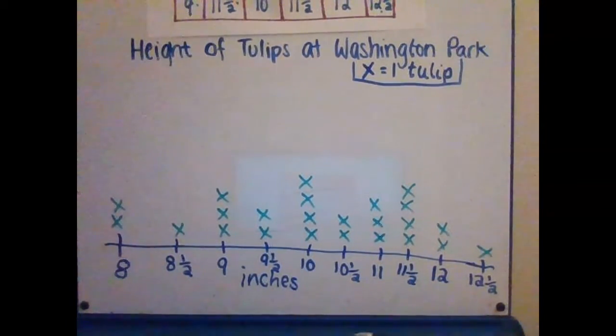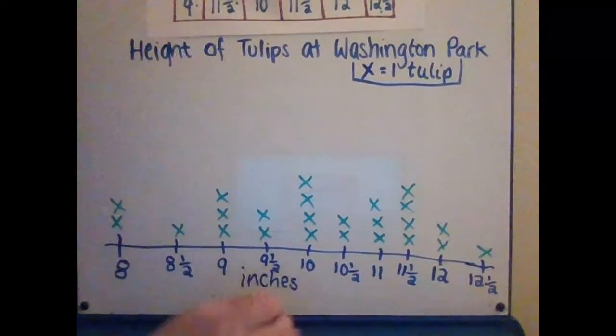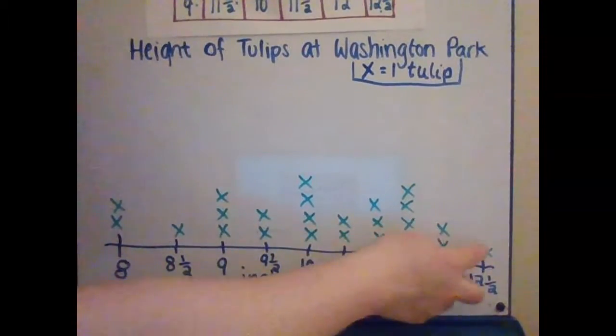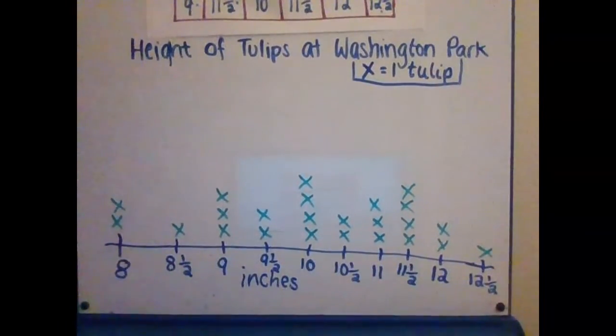Next question. How many tulips are 10.5 inches or taller? Go ahead, pause the video, figure it out, and then come back. I hope you're coming back to me. 10.5 inches or taller means any tulip that is in this part of our number line, between here and here. Go ahead and count with me. 1, 2, 3, 4, 5, 6, 7, 8, 9, 10, 11, 12. 12 tulips are 10.5 inches or taller.